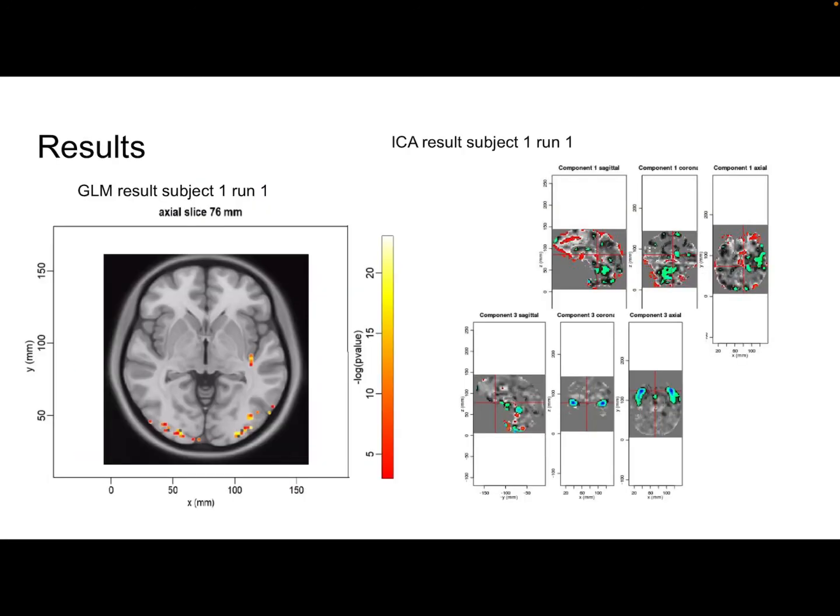And here are some of our results. For the GLM, as heavily supported by literature, we have found activation in the occipital lobe associated with image viewing. And for ICA, I have 2 components here, where the first one is noise, and the second one shows activation in the occipital lobe and is associated with the task.